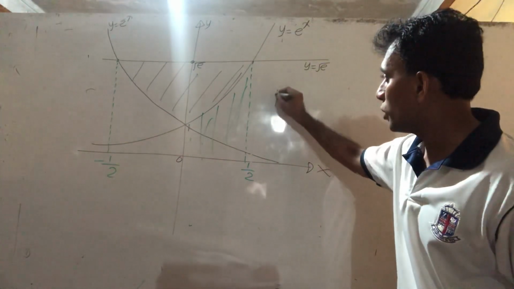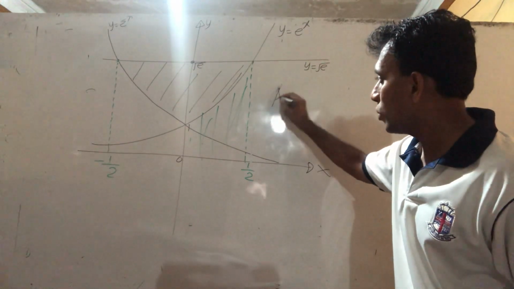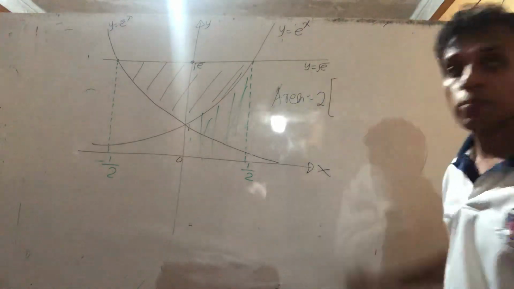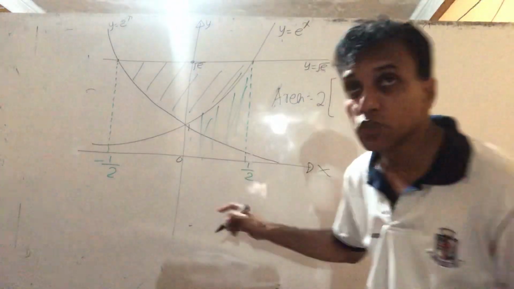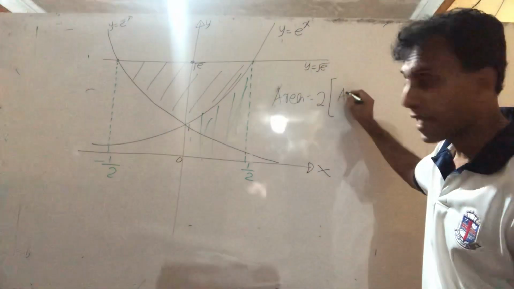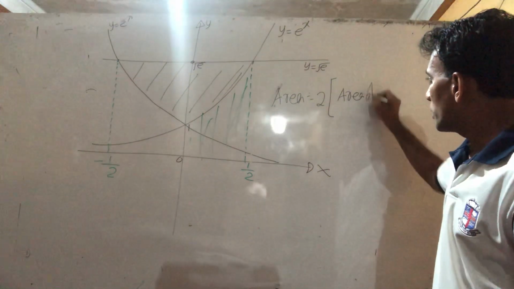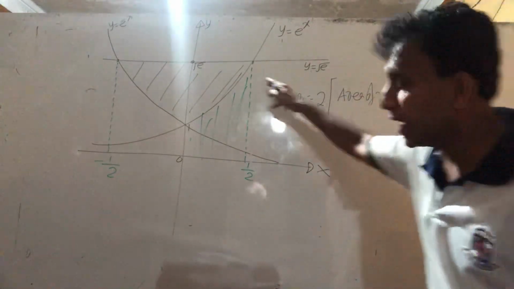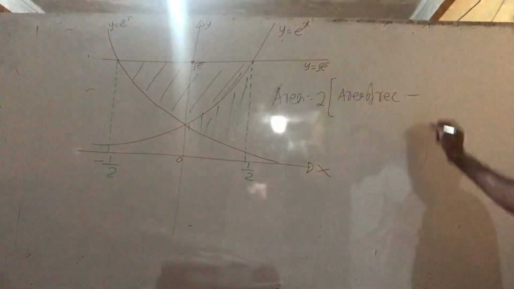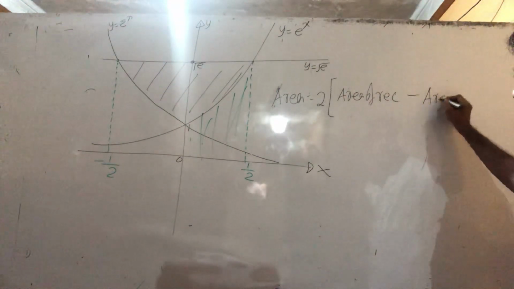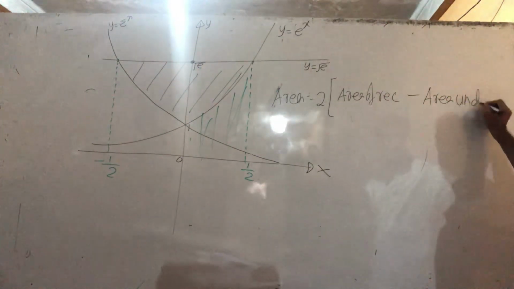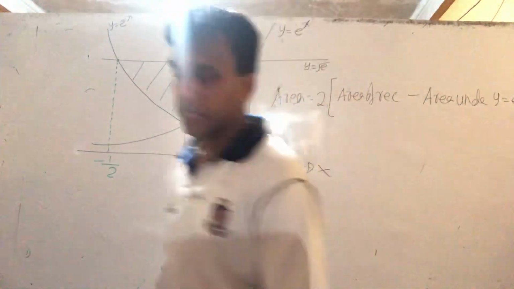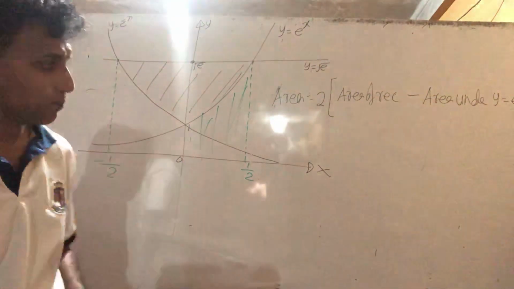Required area equals 2 times the area of the rectangle, minus the area under the curve. That's all. Area under the curve, y equals e to the power x. Our syllabus is area under the curve, and the volume also.